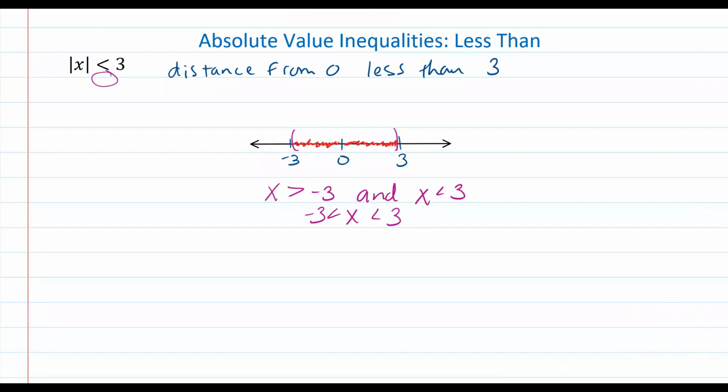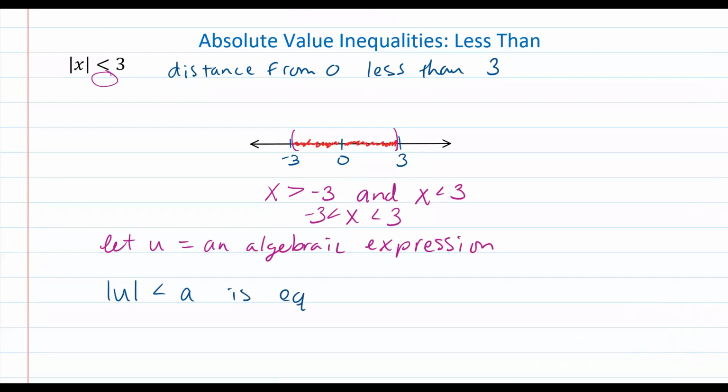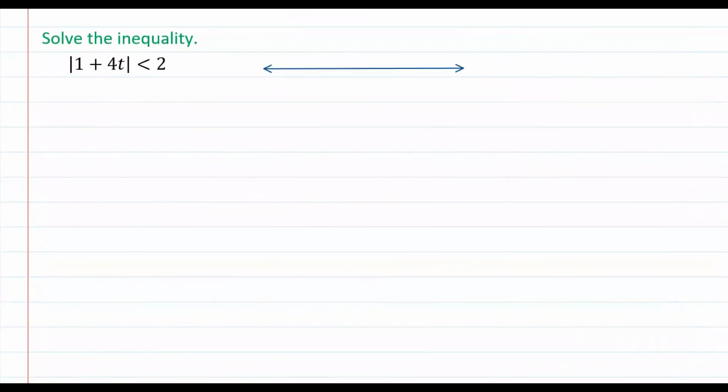So let's come up with a rule that will help us solve absolute value inequalities. We're going to let u be an algebraic expression. Then the absolute value of u less than some constant a is equivalent to this compound inequality, which is u is less than a but greater than the opposite of a. So all less than absolute value inequalities can be converted to that and compound inequality. Let's now use that rule in order to solve this absolute value inequality.